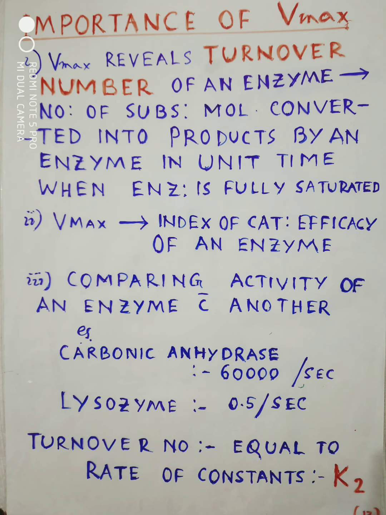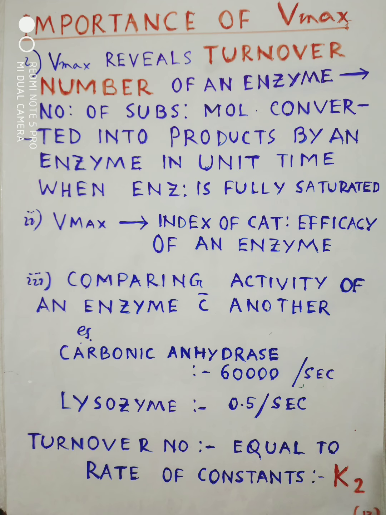Second, Vmax of a reaction is an index of the catalytic efficiency of an enzyme. The Vmax is useful in comparing the activity of one enzyme with that of another. And third, comparing the activity of an enzyme with another.